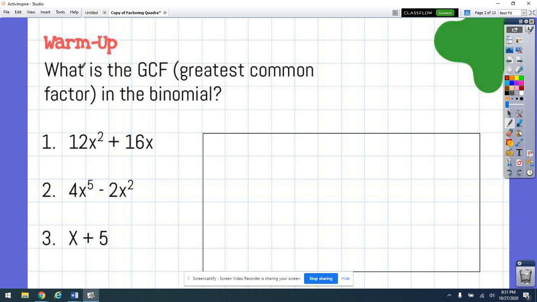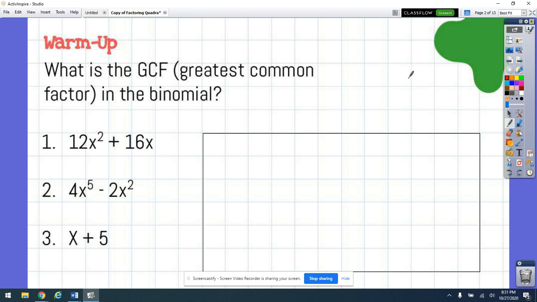So when we're asking for the GCF, the greatest common factor, in this binomial, you want to take a look and see what can I factor out of each single term in here and kind of undo that multiplication. So for number one, I take a look at what numbers my 12 and my 16 have in common.